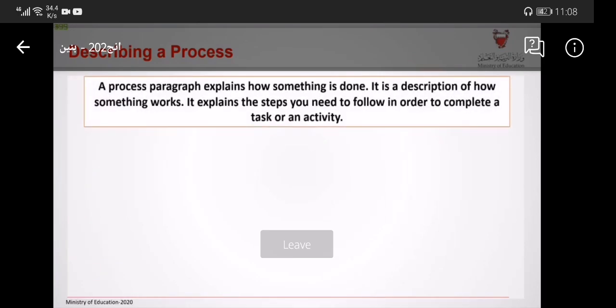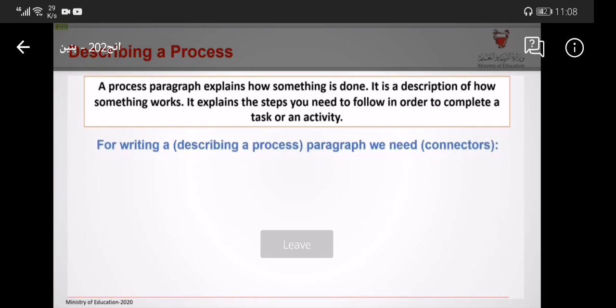First, we're going to talk about how to write a describing a process paragraph. A process paragraph explains how something is done. It is a description of how something works. It explains the steps you need to follow in order to complete a task or an activity. We will have to learn two important things in order to be able to write a describing a process paragraph.